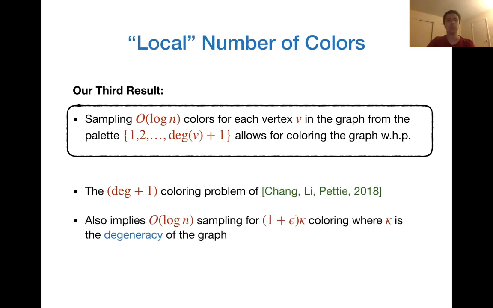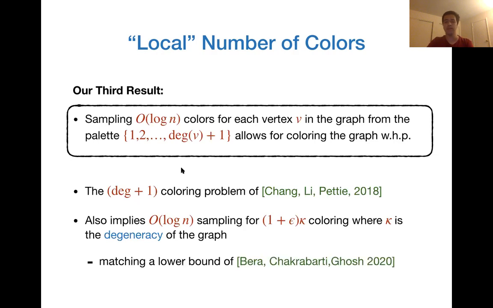And let me mention that the techniques behind this result, even a much simpler version of them, also give us a palette sparsification for coloring with roughly 1 plus epsilon times kappa colors, where kappa is the degeneracy of the graph. And this roughly matches a lower bound by Bera, Chakrabarty, and Ghosh.